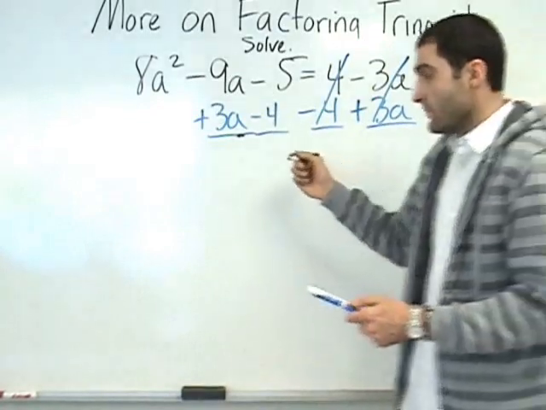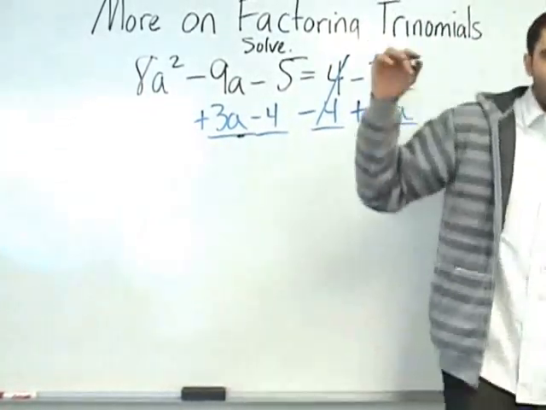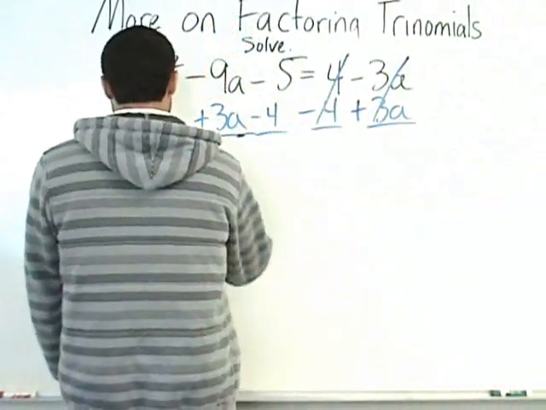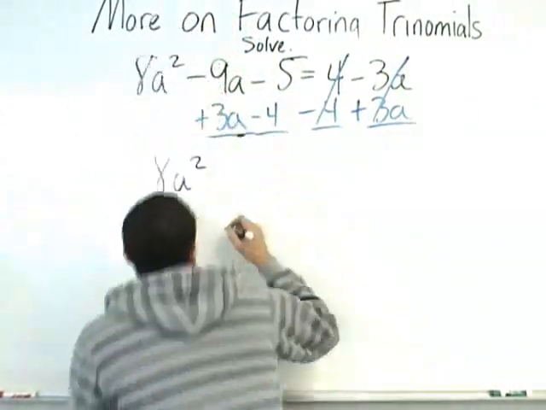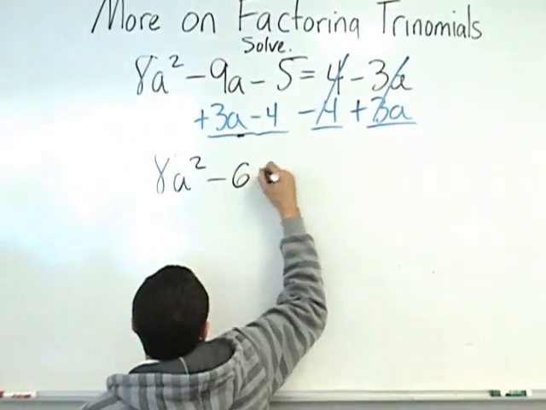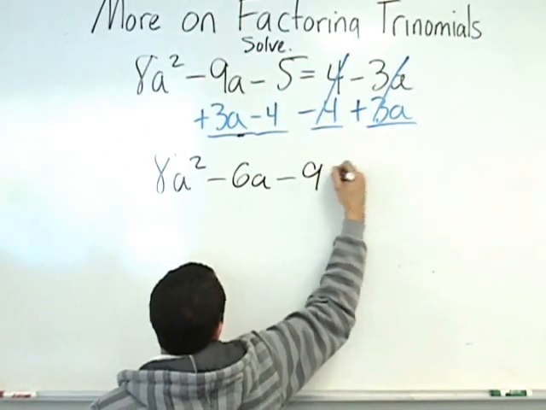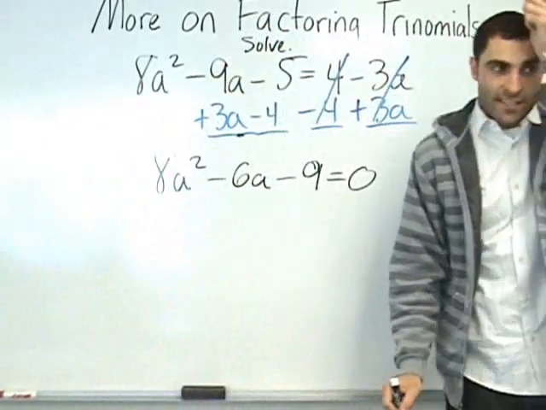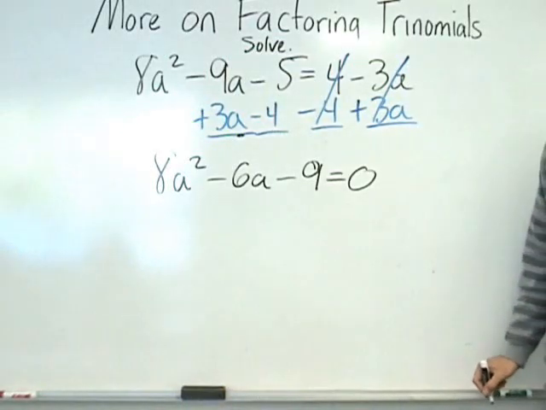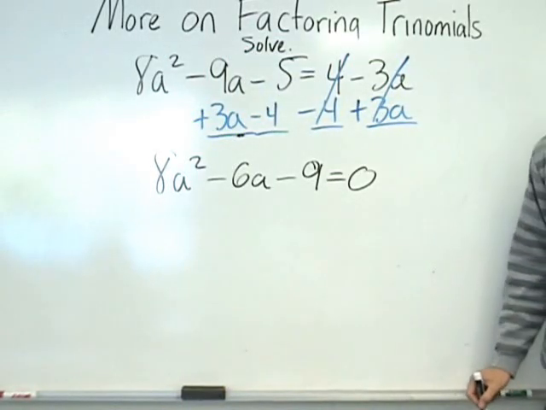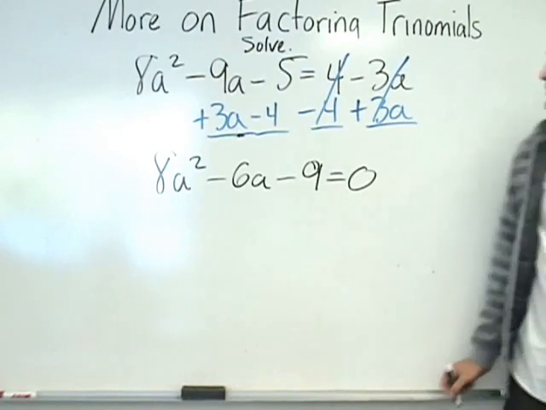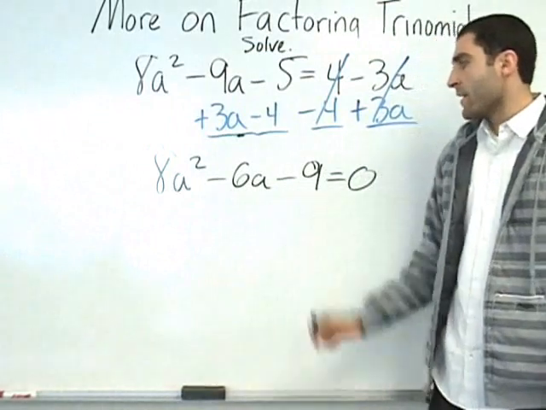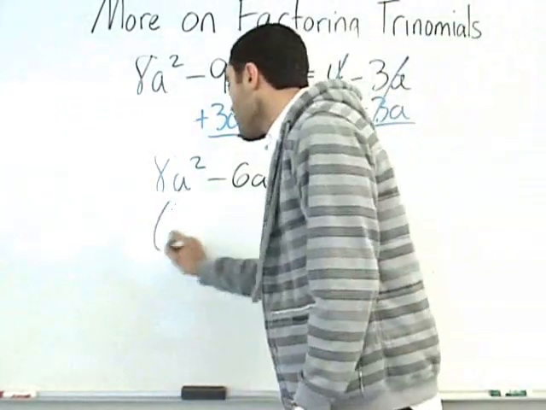Okay. Leaving us with what? 8a squared minus 3a minus 6a? Yeah, sorry. Minus 6. Minus 9 equals 0. All right, here we go. Is there a greatest common factor? GCF. Okay, no. Nothing goes into 8, 6, and 9. No. All right, so we go.